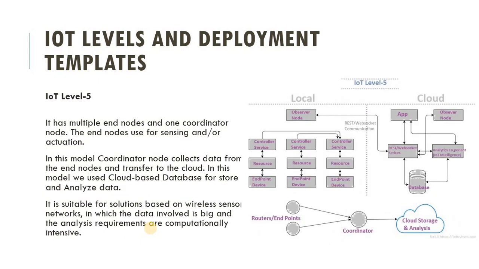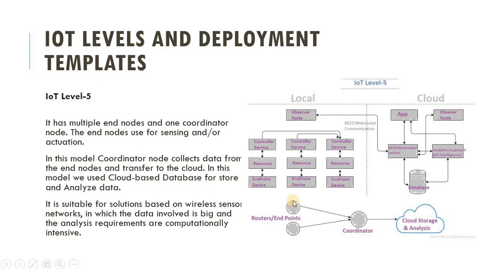Next is IoT level 5. It also supports multiple nodes, and in this figure you can see that these are the endpoints, and these endpoints are connected with one coordinator, and this coordinator is connected to the cloud. So one coordinator is connected to all the end nodes, and these end nodes communicate to the cloud via the coordinator. It has multiple end nodes and one coordinator node. The end nodes are used for sensing and actuating.